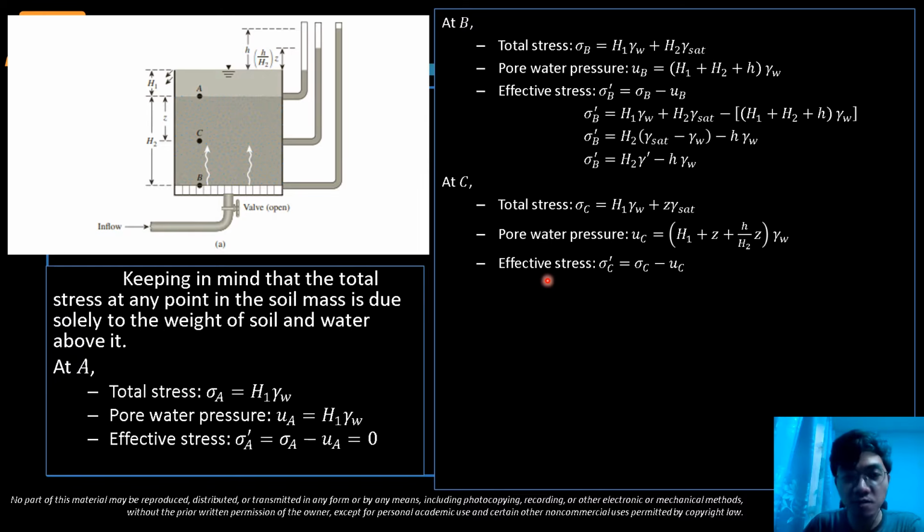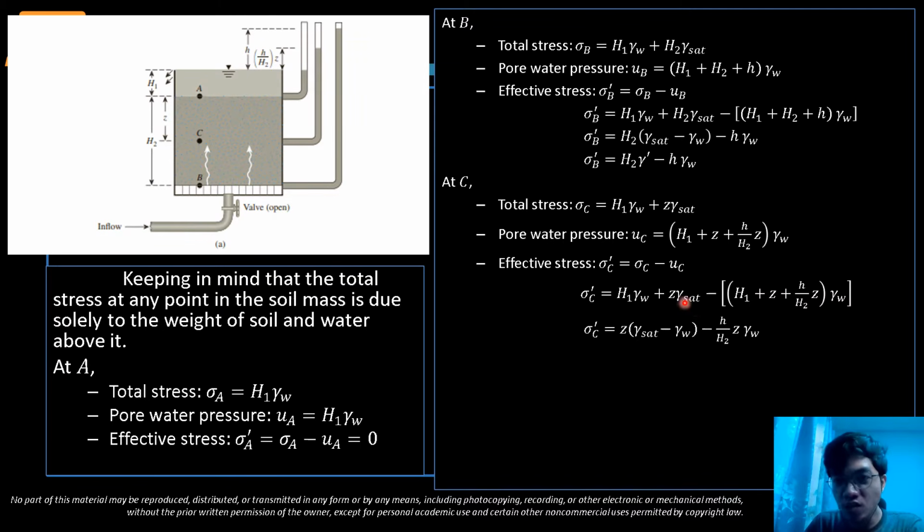Now, for the effective stress at point C, we just subtract the total stress and the pore water pressure. So, for the total stress, this is it. We write it down, minus the pore water pressure, this is it. Okay, so when we simplify this, class, we distribute this to the gamma water. So the H sub 1 gamma water will cancel, because this will become H1 gamma water minus H1 gamma water, it will cancel. And then for the Z, class, we can factor out Z gamma sat and Z gamma water.